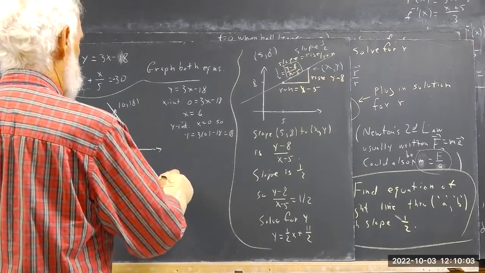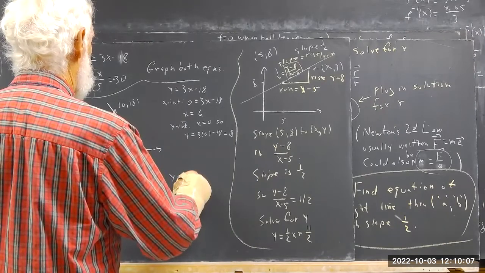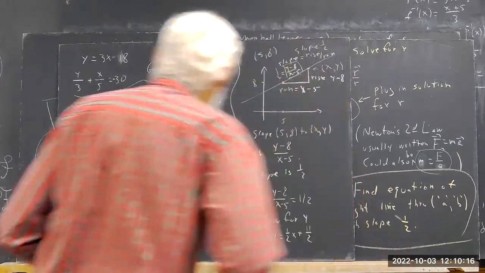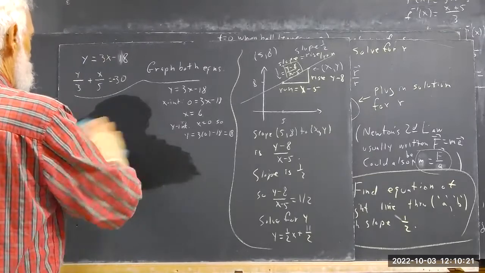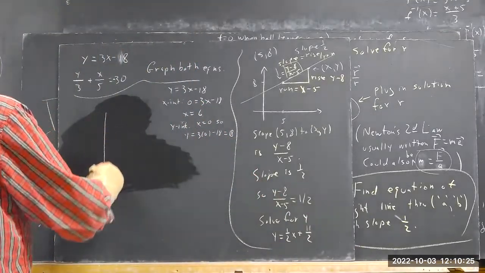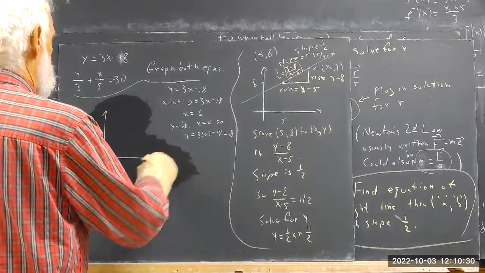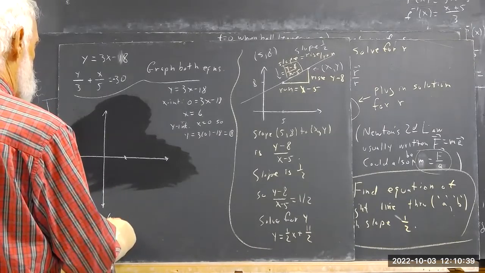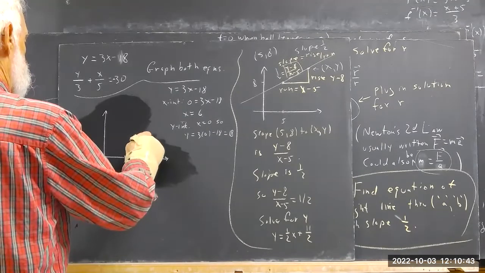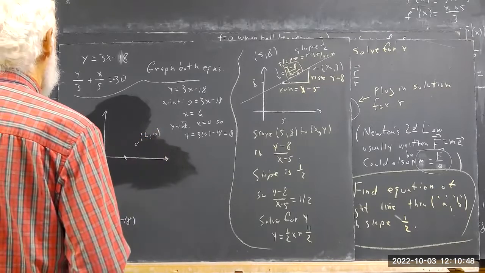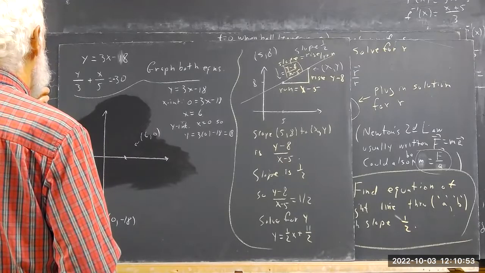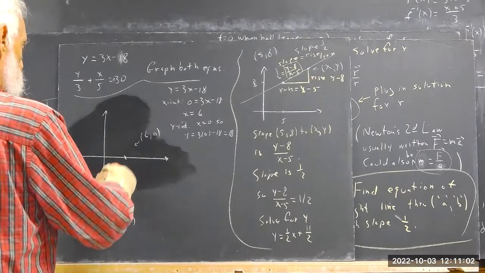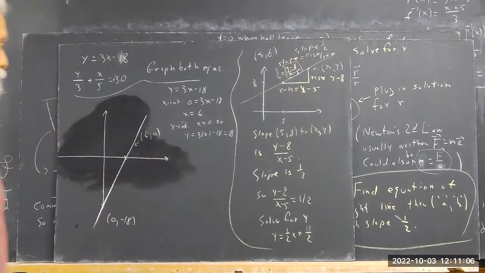Well, I missed it, but here's our line. I'm having a great morning here. Negative 18. So here's 6, 0. Here is 0, negative 18. I don't want that to be a minus 30 anymore. Make it back to plus. Okay, so I'm going to draw my straight line through these points.